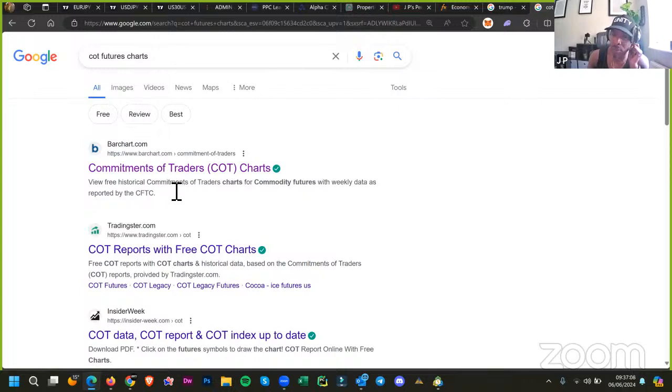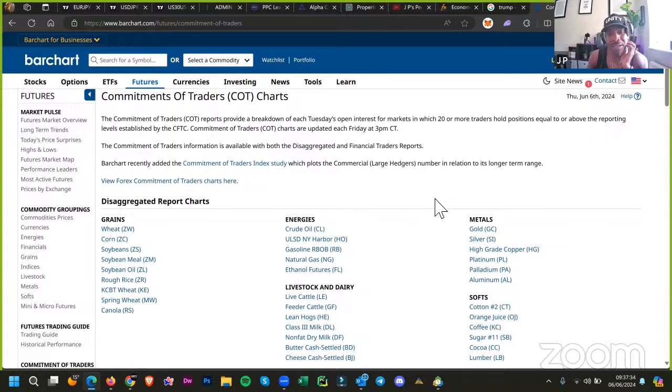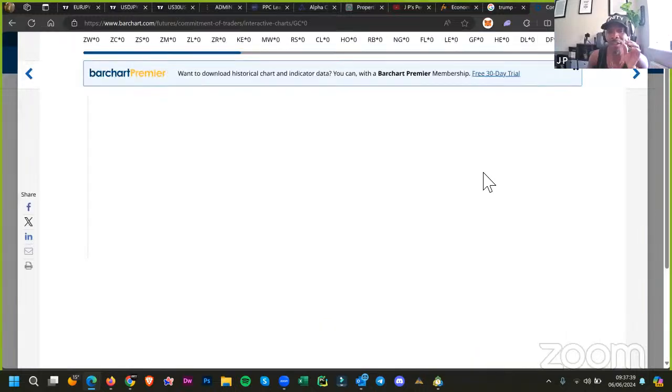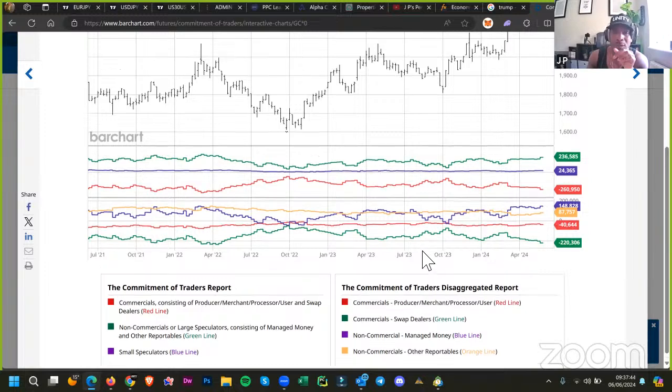View historical Commitments of Traders charts for commodity futures with weekly data. Now, what is this? Basically, in the futures market, they have to publish the amount of traders, the amount of people that are buying certain things. For somebody who is especially fundamentally poised, who likes numbers and analyzing stuff, it gives a slightly additional insight, completely transparent, of what's happening in the market.